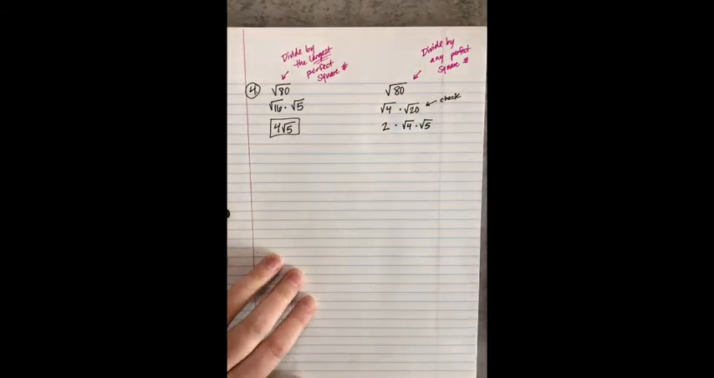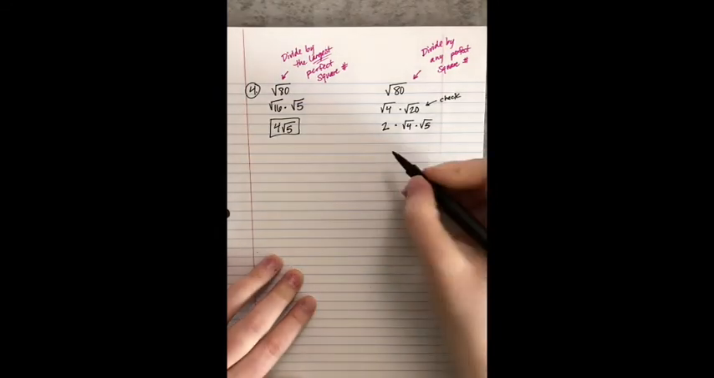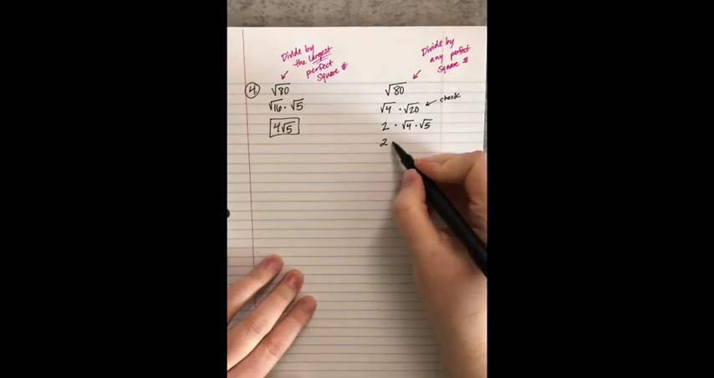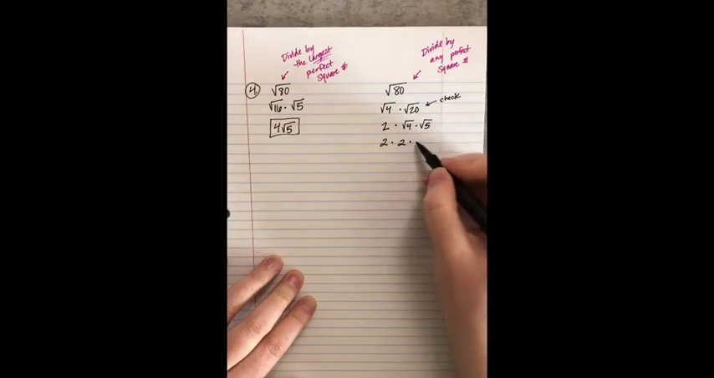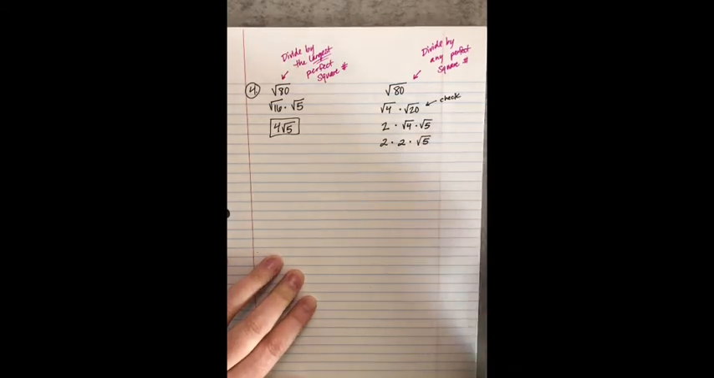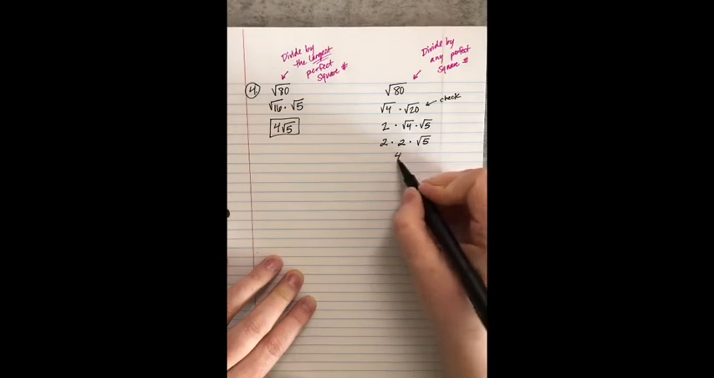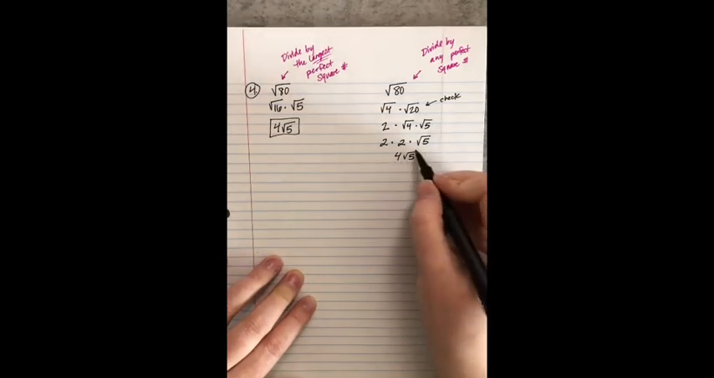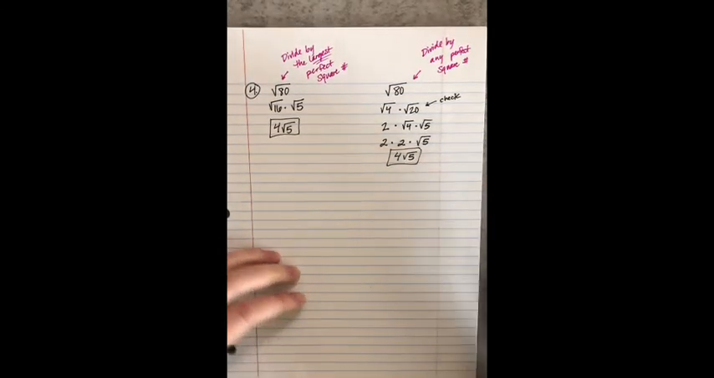So square root of 4, square root of 5. Okay, so we drop down this 2. Square root of 4 is 2. Square root of 5, I can't simplify that further. 2 times 2 is 4. Bring down the root 5, and my final answer is 4 root 5.